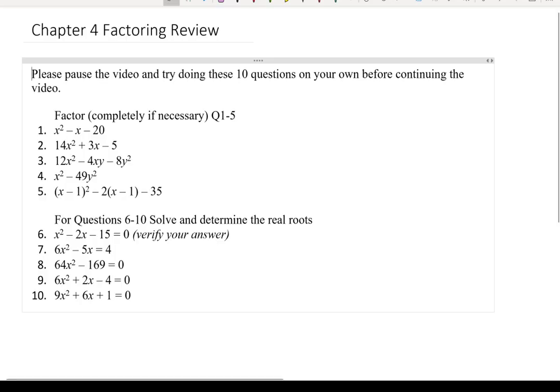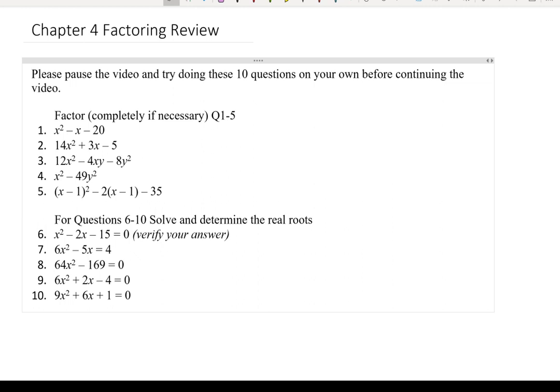Hello, so since we are all stuck at home and you have to do some work, I have prepared some factoring review for you to do. There are 10 questions here. I have more, but they'll be for tomorrow. What I want you to do right now is to try to work on these questions on your own.